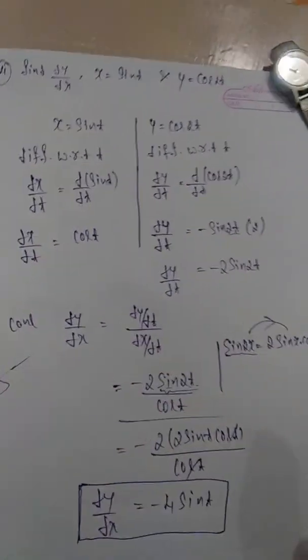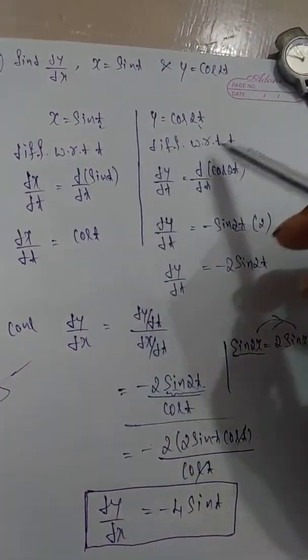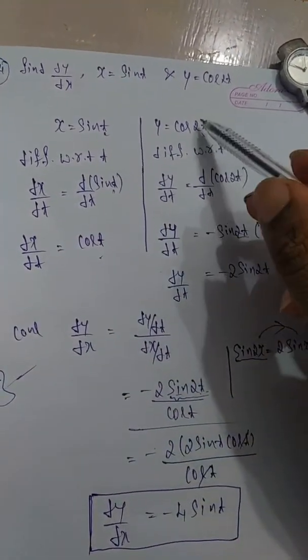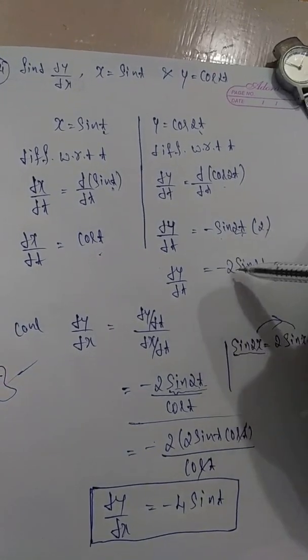So see here, the given functions are in the form of t. So you want to differentiate with respect to t separately. dx/dt is equal to the differentiation of sin t, which is cos t. The differentiation of cos 2t is minus sin 2t. Again, differentiation of 2t is 2. So minus 2 sin 2t.